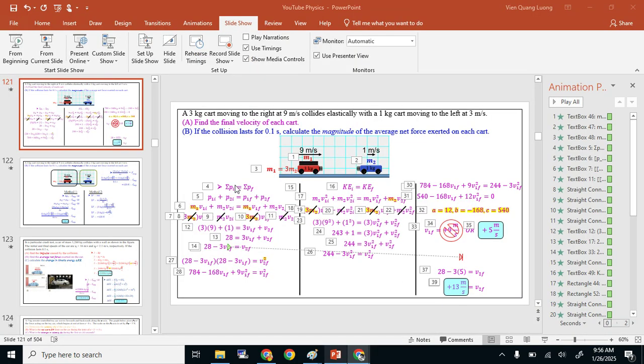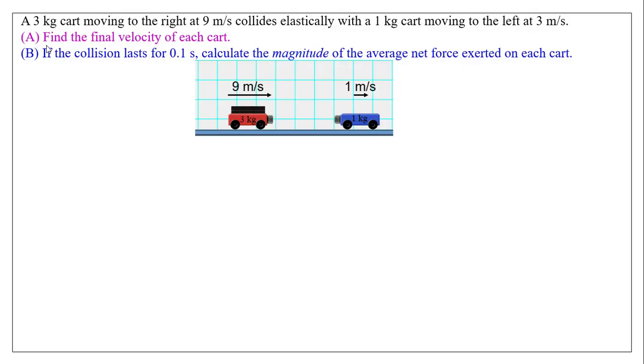All right, let's go ahead and get this presentation going. So here, it says a 3 kilogram cart moving to the right collides elastically, the key term there being elastic. That will imply they will bounce back, and energy is also conserved in addition to conservation of linear momentum. Part A wants us to find the velocity of each after the collision, and then part B wants us to find the magnitude of the average net force exerted on each cart during contact. So of course they hit, and what is that force during that particular contact time.